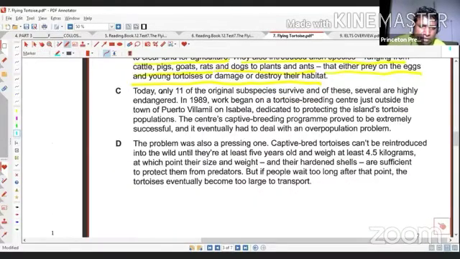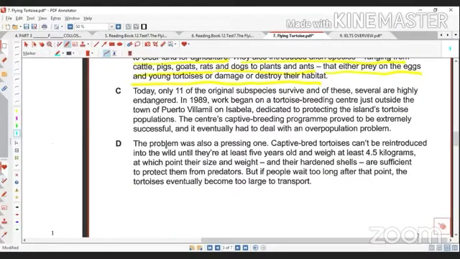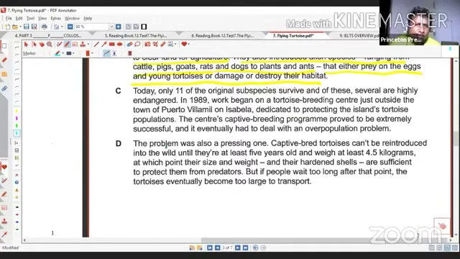Next word. Today, 17th century to 20th century. Okay, now wait. Today only 11 of the original species survive, and of these, several are highly endangered. In 1989, work began on a tortoise breeding center just outside the town of Puerto Villamil in Isabela, dedicated to protecting the island's tortoise population. So what are they talking about so far? Now they're talking about a tortoise breeding center, which means they're trying to protect them.